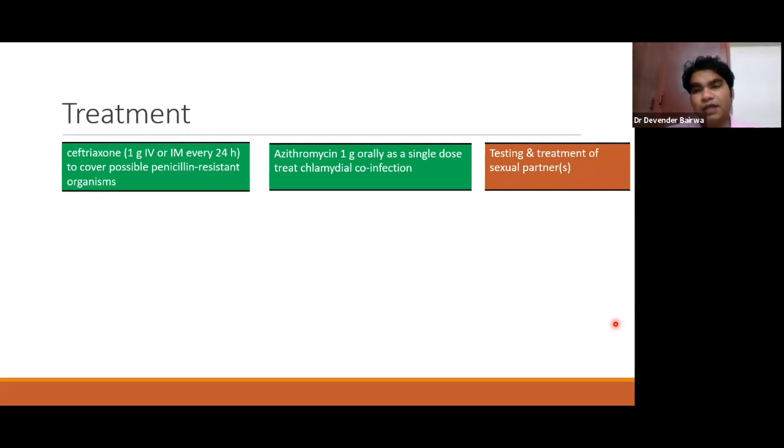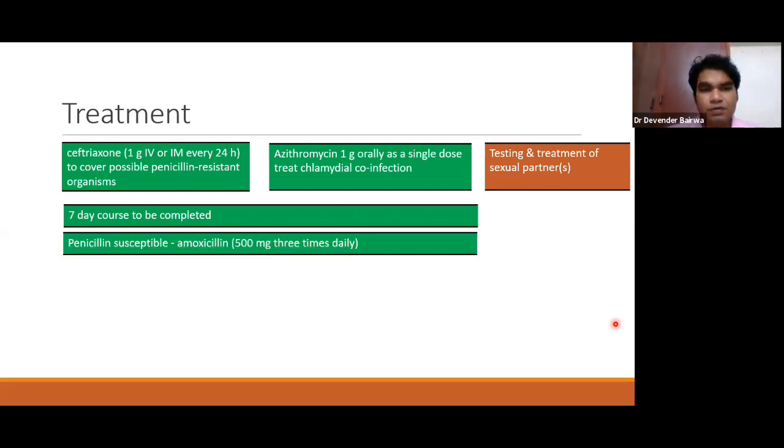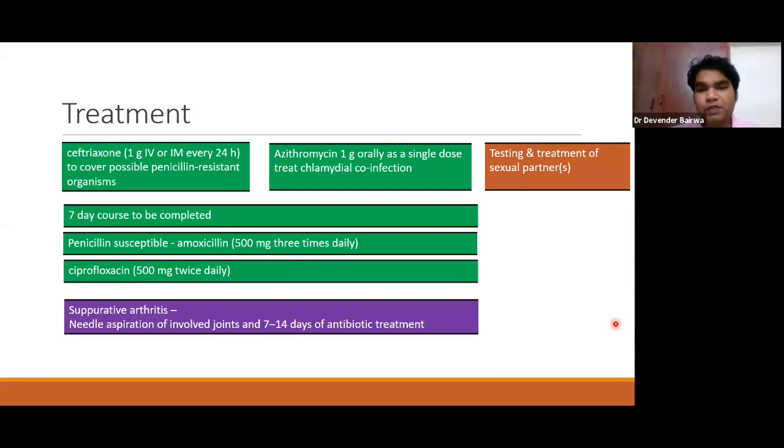And remember to treat and test associated sexual partners. A 7-day course is generally required for treatment of gonococcal arthritis. If there is penicillin susceptibility, you can give amoxicillin 500 mg TDS daily, or you can go with Ciplox 500 mg twice daily. In case of septic arthritis, if there is pus formation in the joint, you have to aspirate and drain that joint, and after that you provide 7 to 14 days of antibiotic treatment. This is how you treat patients of disseminated gonococcal infection or true gonococcal arthritis.